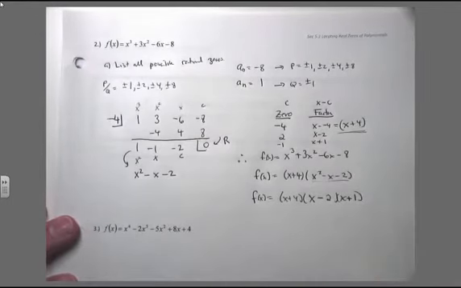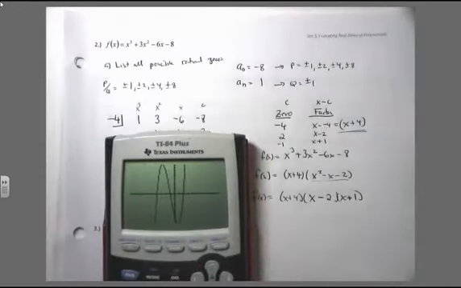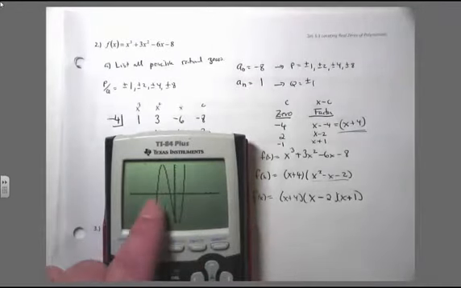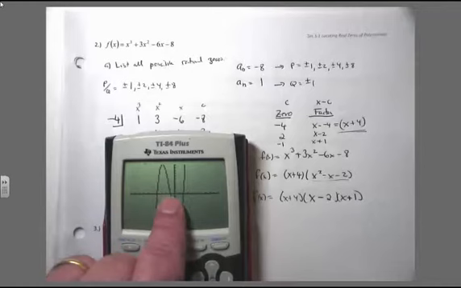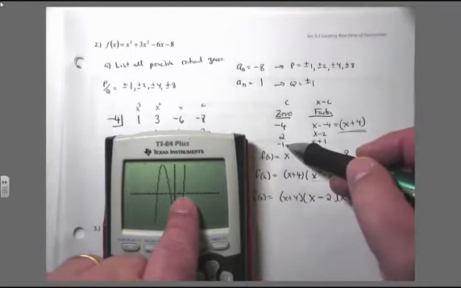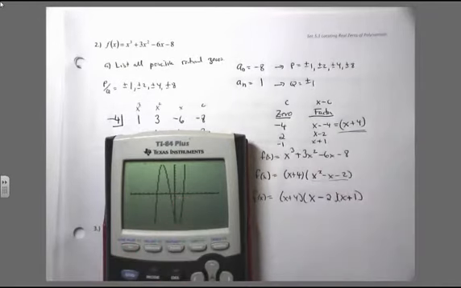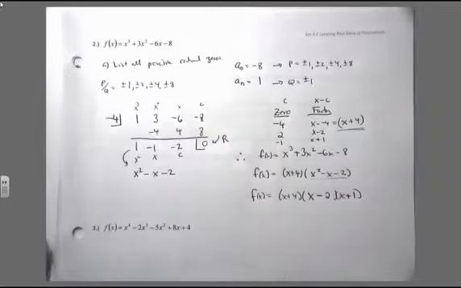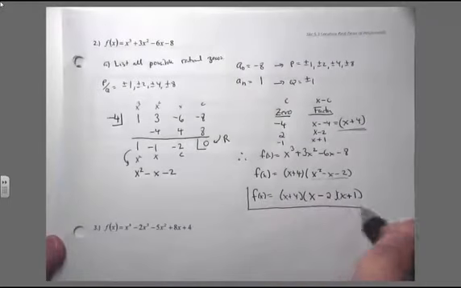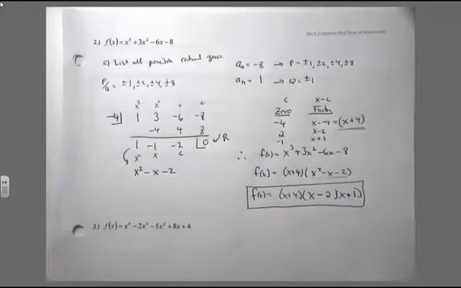And if you go back and check your calculator, where did it cross the x-axis? -4, -1, and 2. -1 and 2 besides -4. And most important, you factored the polynomial, which is what they wanted you to do.